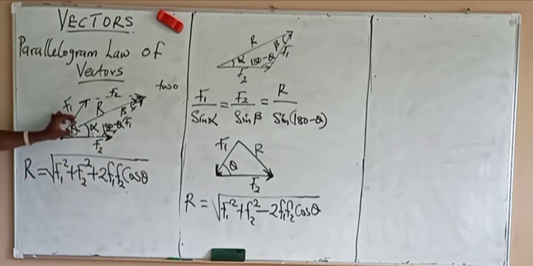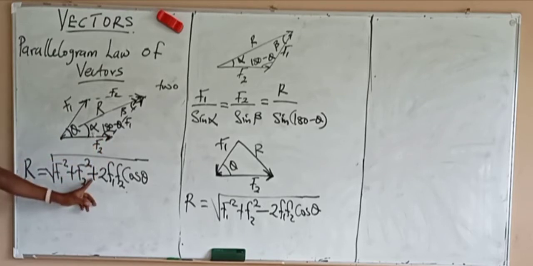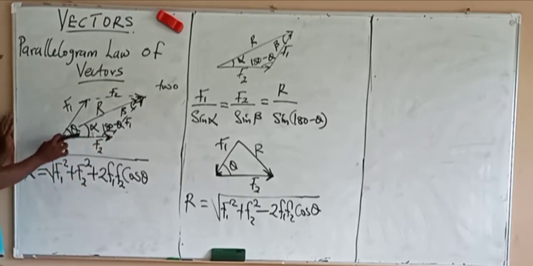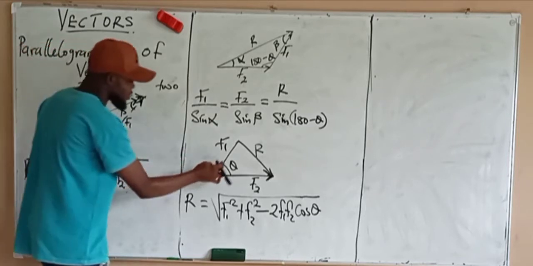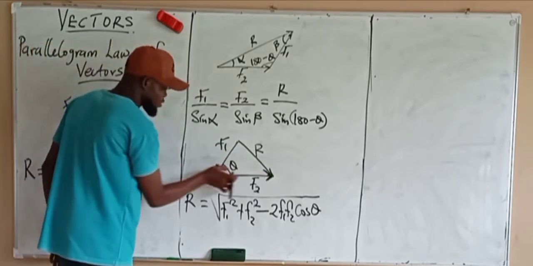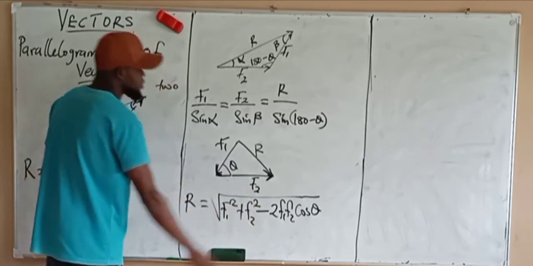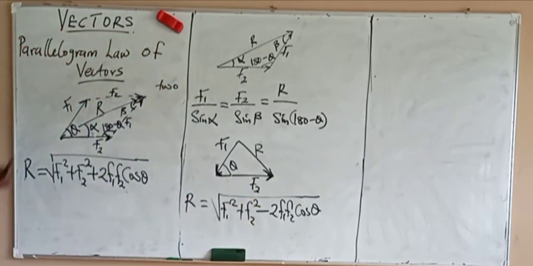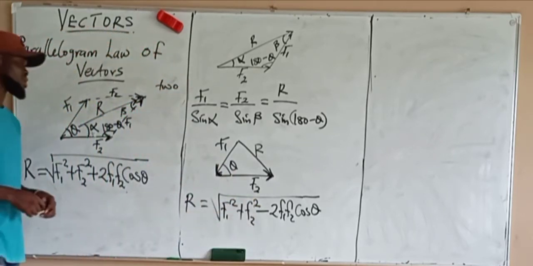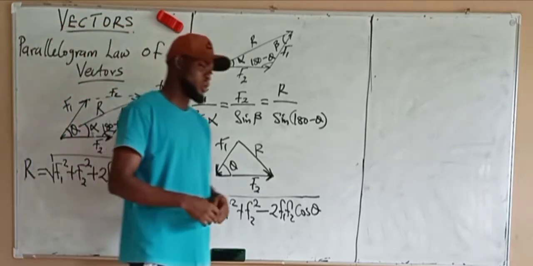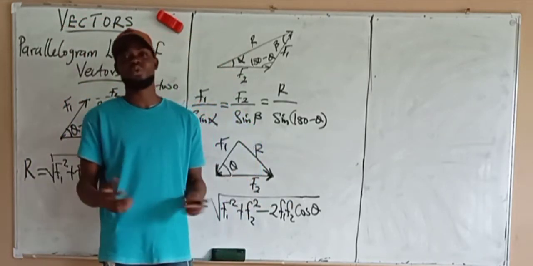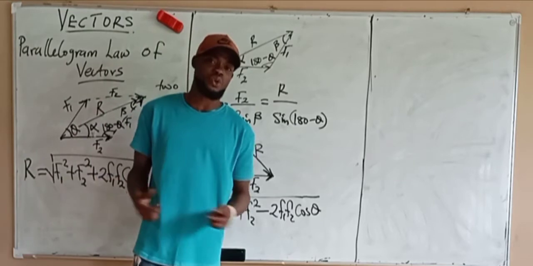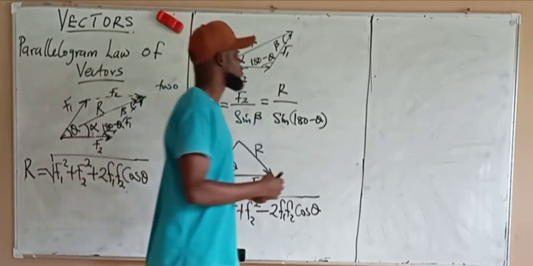So if you want to use another theta, in which this one is leaving and this one is also leaving, use plus. But if you want to use the one in which one is leaving and the other is coming in, you want to use the theta between them, and this one will take a negative sign. So please take note of that. It's very, very important. It's a very good shortcut.